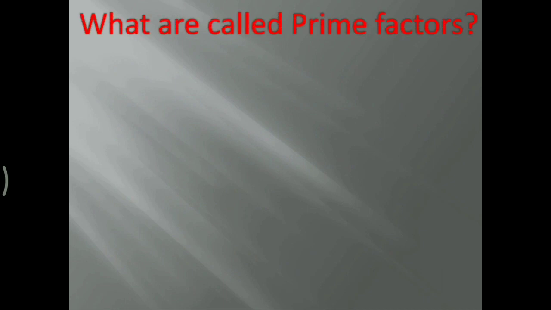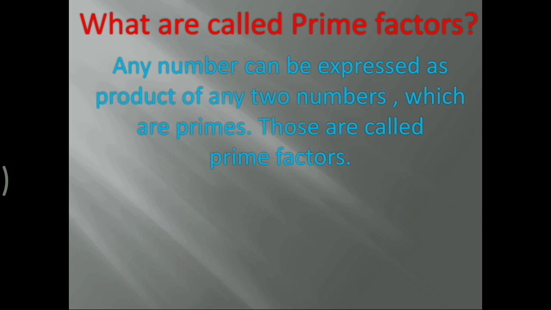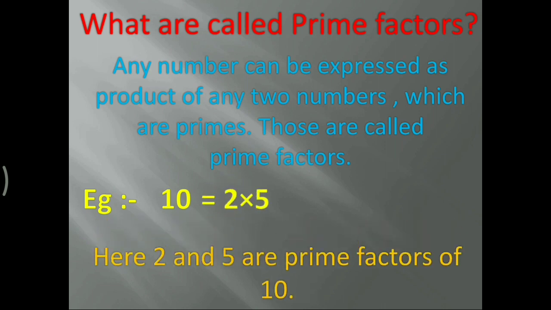Right. Then let us discuss prime factors. What are called prime factors? Any number can be expressed as a product of two numbers which are primes. Those are called prime factors. Take an example: 10 is equal to 2 into 5. Here 2 and 5 are prime factors.